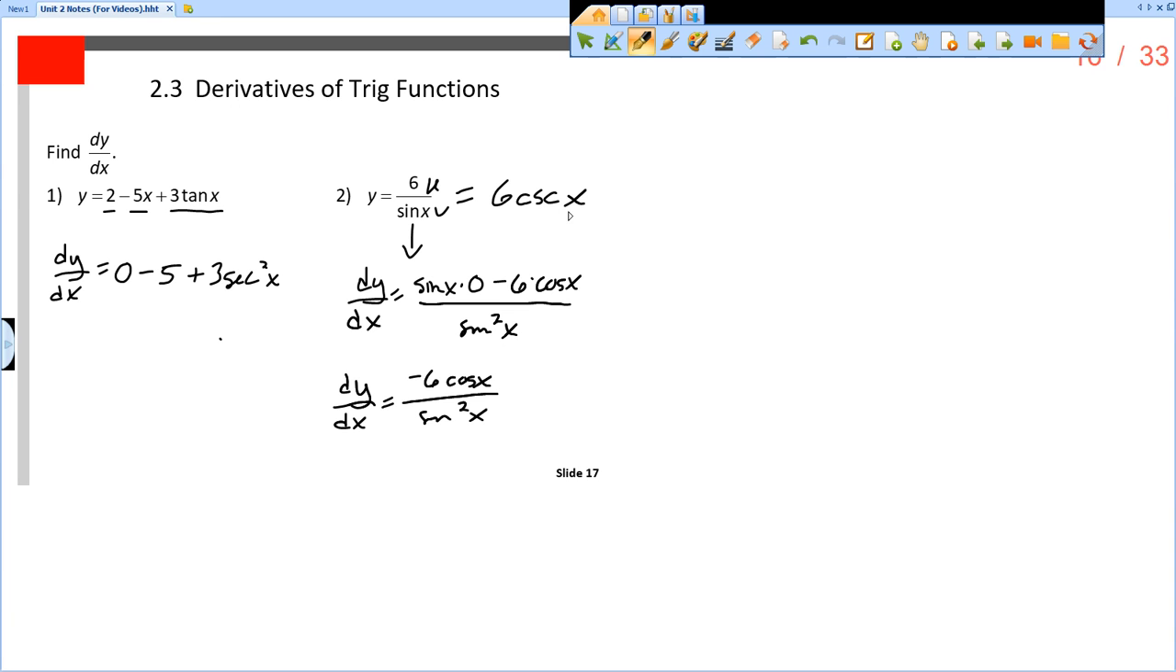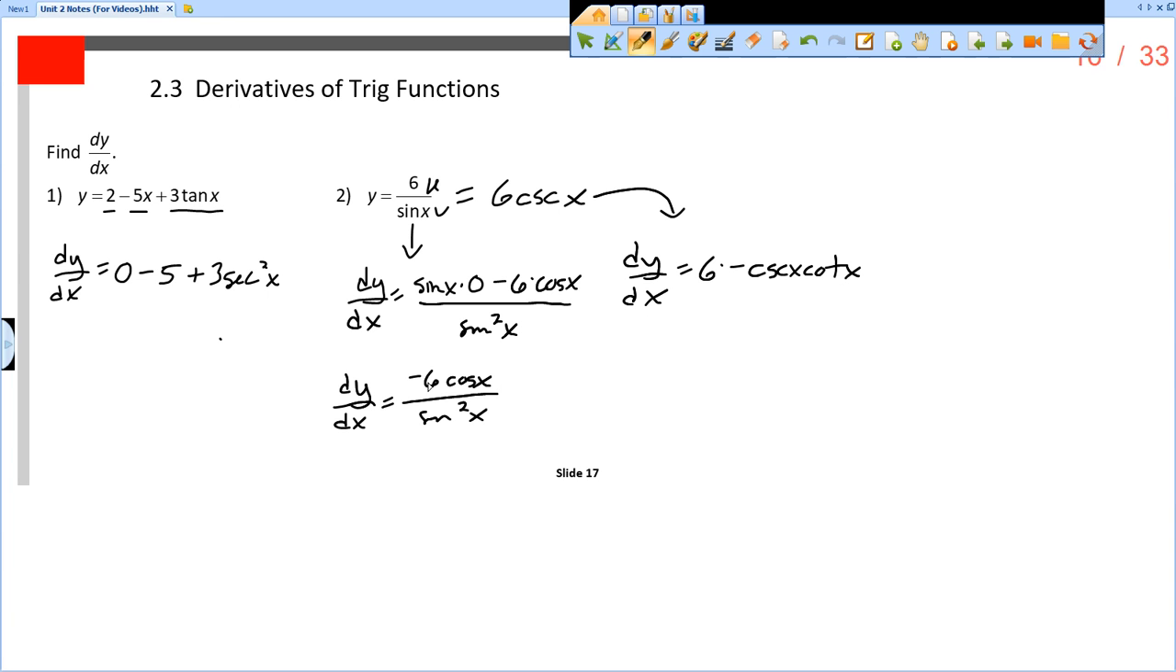Now, what if I considered y equals 6 cosecant? What would its derivative be? Well, dy/dx then would be 6 times the derivative of cosecant. What's the derivative of cosecant? That is negative cosecant x cotangent x. Now, these two are actually equal.